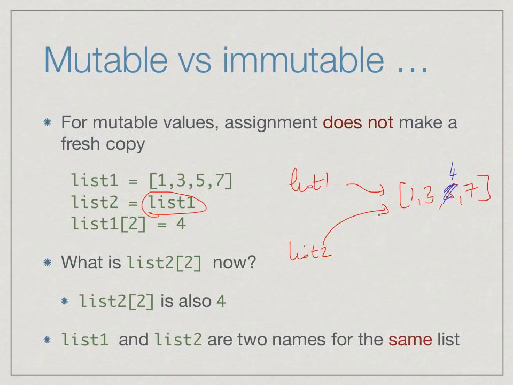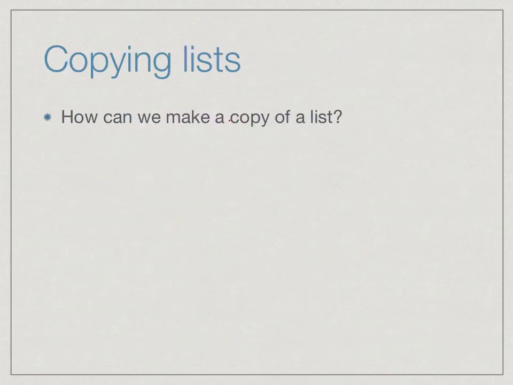So there's a fundamental difference in how assignment works for mutable and immutable types. For immutable types, we can think of assignment as making a fresh copy of the value. And for mutable types, assignment does not make a fresh copy, it rather makes both names point to exactly the same value. So through either name, if we happen to update the mutable value, the other name is also affected. This is something which we will see is useful in certain situations. But what if we don't want this to happen? What if we want to make a real copy of a list?